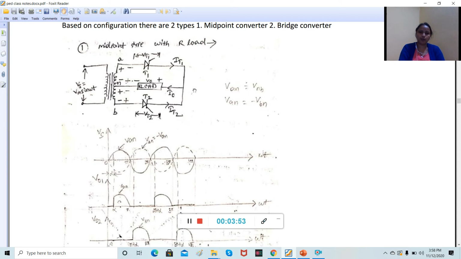That's why it is named as half wave, but here it is named as full wave or fully controlled converter. Converter means the rectifier where we can convert AC to DC. It is named as fully controlled rectifier because in one complete cycle of input we get output in both the half cycles.